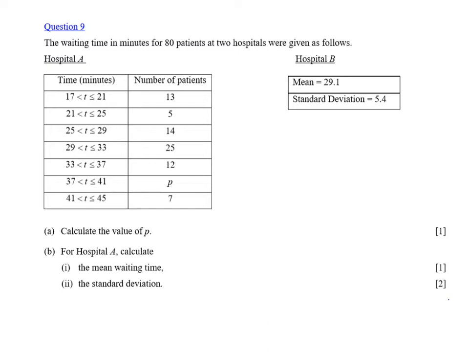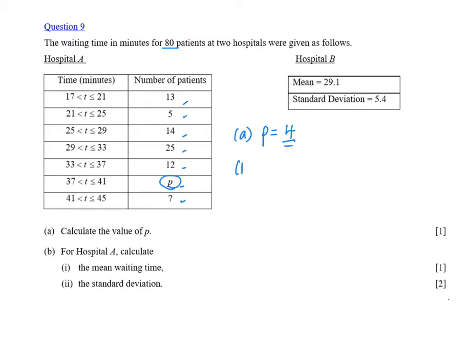Okay, so in this question here, they told us that there's a total of 80 patients at this hospital. So I have to find the value of P. I know that my total is 80, so to find the value of P for part A, I'll take 80, subtract away all the other numbers. And let's do a simple calculation. So taking 80, subtract 13, subtract 5, 14, 25, 12, and 7. That leaves me with the number 4.